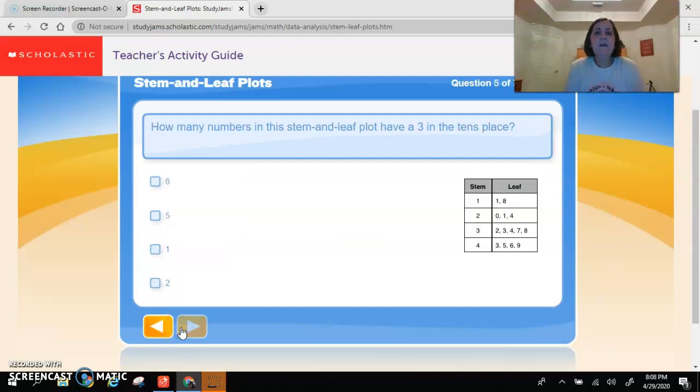All right, number 5. How many numbers in this stem and leaf plot have a 3 in the tens place? A 3 in the tens place. So would that be in your stem column or your leaf column? So your tens are greater than your ones, so it's going to be our stem column. So let's look for the 3 in the stem column, and let's count how many leaves we have. 1, 2, 3, 4, 5. So we have 5 numbers, 32, 33, 34, 37, and 38. That makes a total of 5 numbers that have a 3 in the tens place.